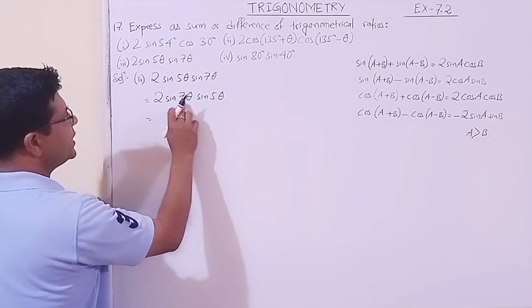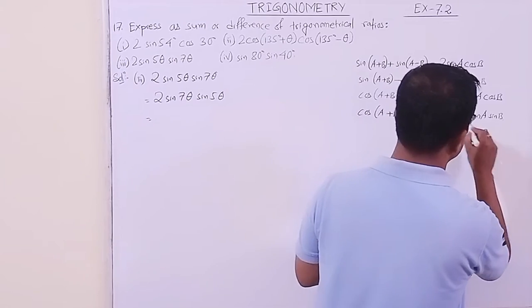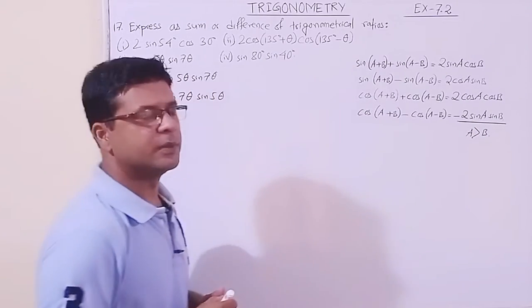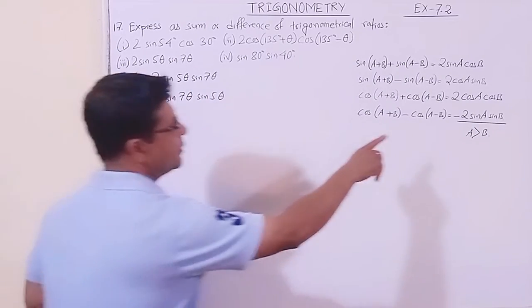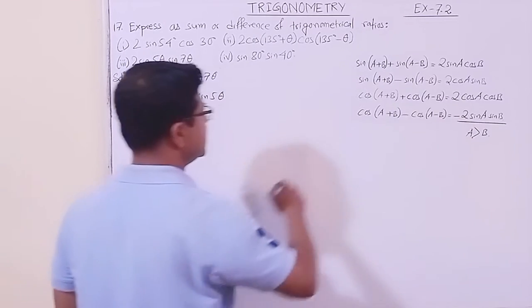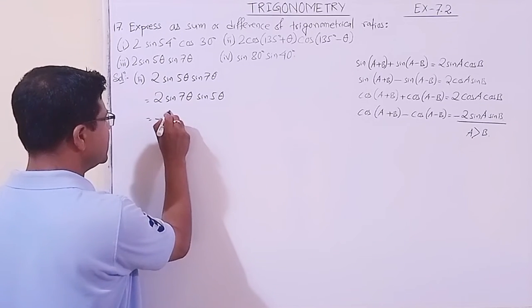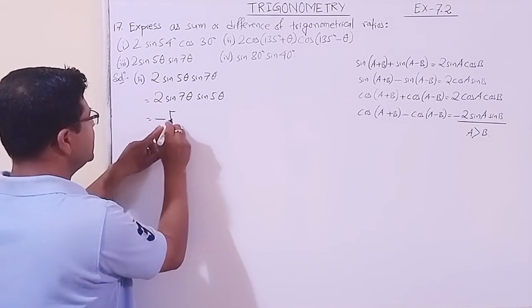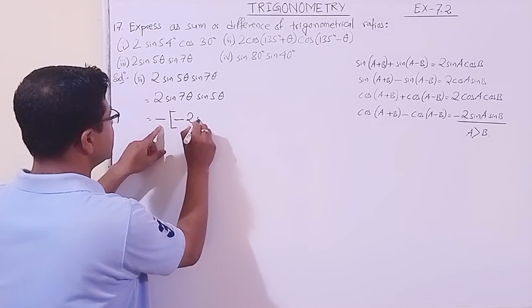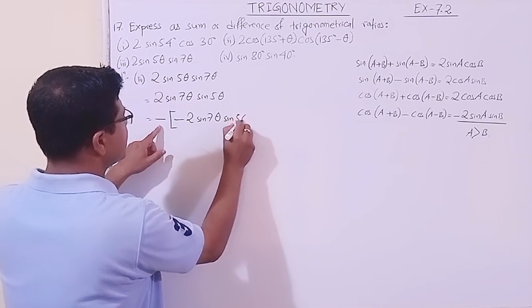Now twice sine A sine B. This is in which form? Sine A sine B, this one. It is in this form. Okay, that means there is a problem with the minus, so what we'll do is take this minus sign this side. Let us write like this. We can arrange in this way also: minus, minus twice sine 7 theta sine 5 theta.